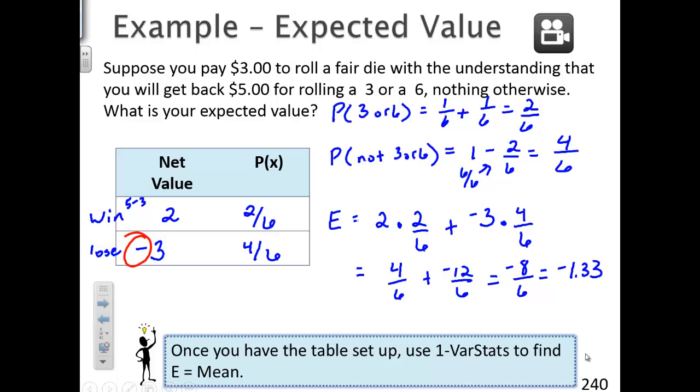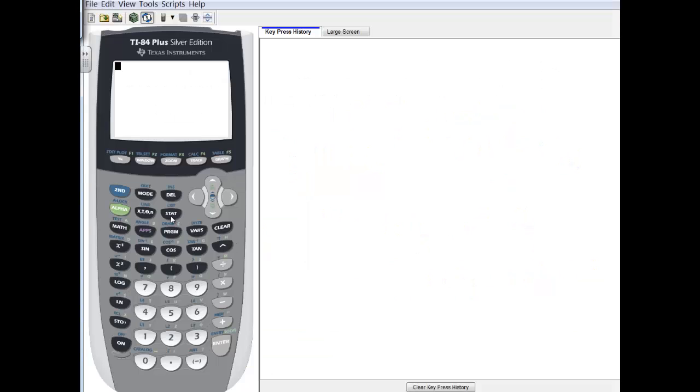Now we're going to check this using our calculator, and we can check this using the one variable stats function. So what you want to do is take the net value and put those into L1, take the P of X and store those into L2, and then run the one variable stats for L1 and L2. So going to the calculator, we would press Stat and Edit to enter those values. I've already entered them.